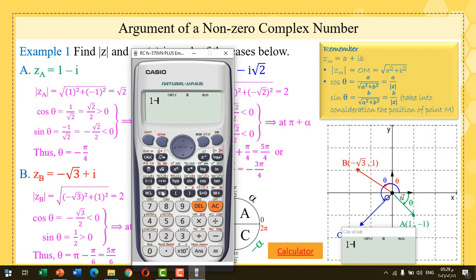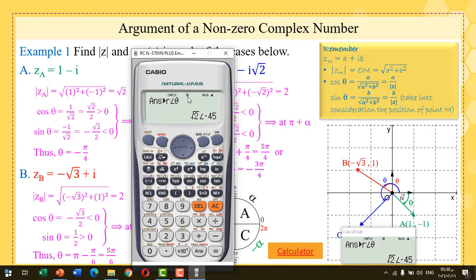I just write 1 minus i, this is equal to, then if we come to Shift and Complex, this one above 2, we can get the argument alone, we can get the conjugate, we can get the algebraic form, and we can get the modulus and the argument at the same time with this sign. So if we press on 3, we get the modulus is radical 2 and the argument is negative 45.